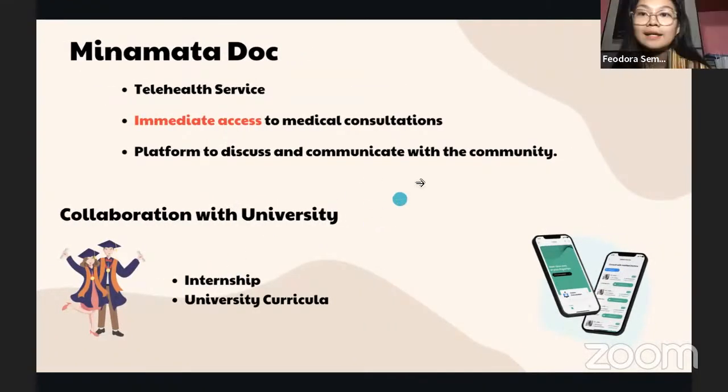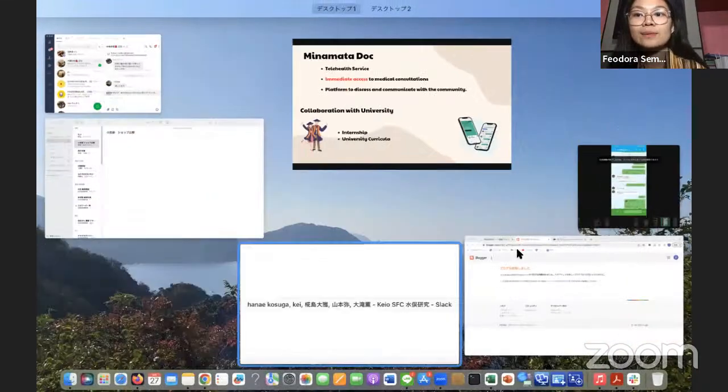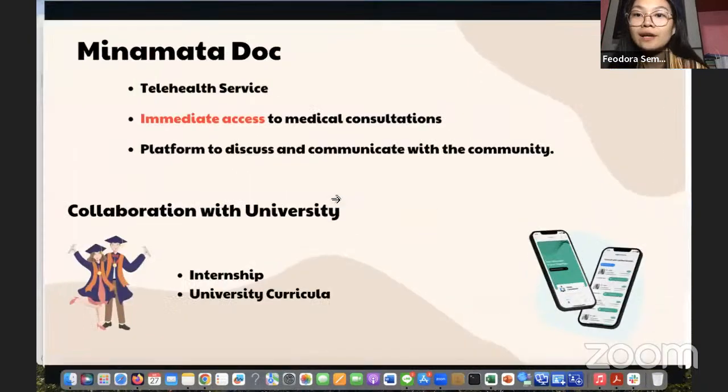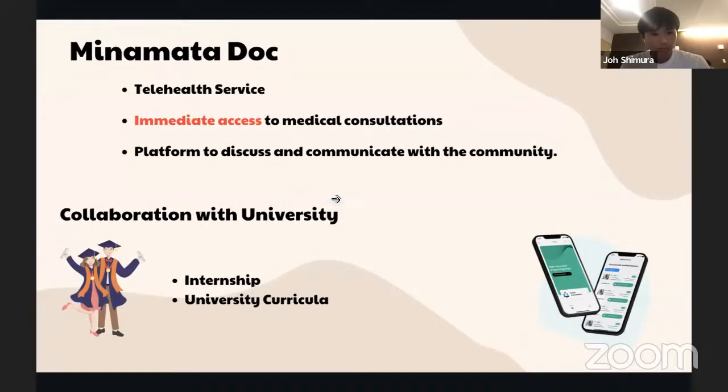Okay, so the next one is Minamata Doc. Minamata Doc is a telehealth service connecting patients with doctors via telecommunication. So imagine having immediate access to medical consultation regardless of the distance. Minamata Doc brings doctors closer to you, reducing the travel time and expenses.